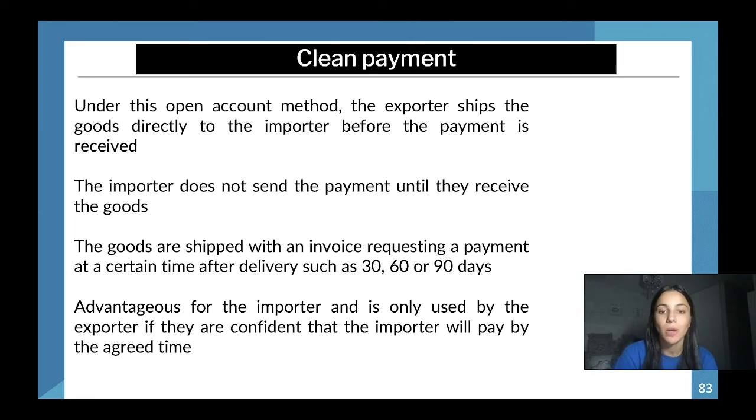So when you normally go to the shops, you get the good, you get to try it on, you grab it, and then you pay for it. Same when you get a service done. So if you get your nails done, you go get a haircut, you get that service done and then you're paying for it after. And this is exactly like clean payments.